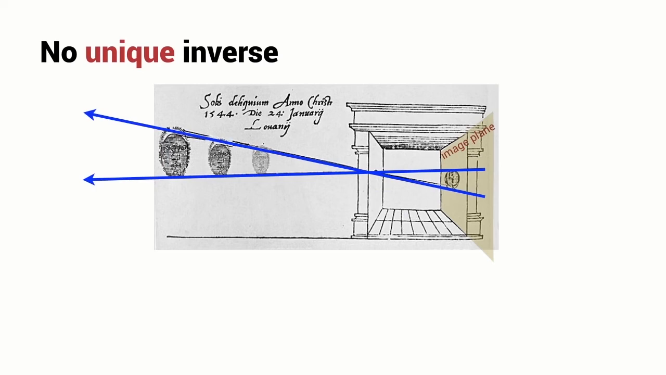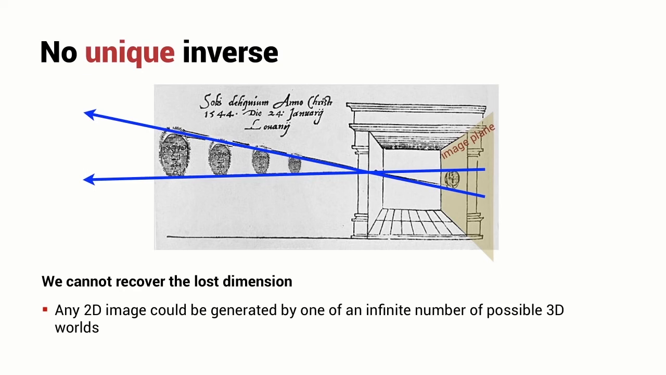A consequence of perspective projection is that there is no unique inverse. If I have an image of the object in the real world, then there are an infinite number of possible objects that could cause that image. It could be a small object that's close to me, or it could be a large object that's further away from me. One of the dimensions has been fundamentally lost. From a two-dimensional image, we cannot recover this third dimension.